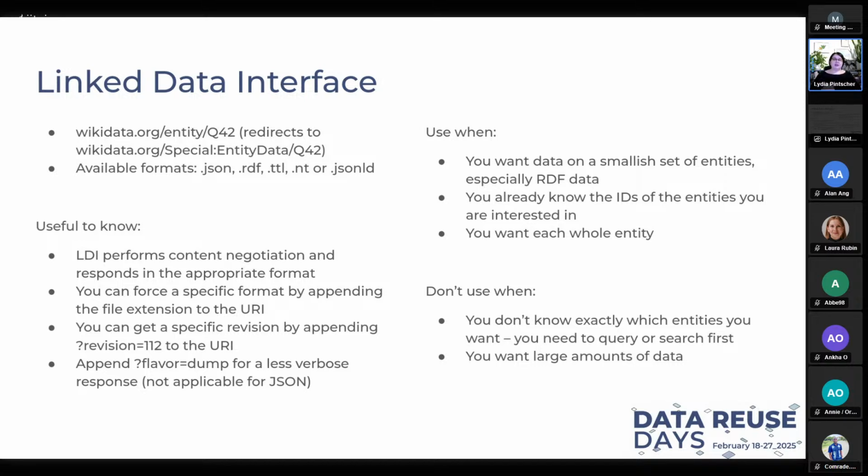The linked data interface does content negotiation. So depending on what type of content or format you request, it will give you that back. Or you can specify the format you want by appending its extension to the URL. So, for example, going to wikidata.org/entity/Q42.rdf to get the RDF representation of Q42.